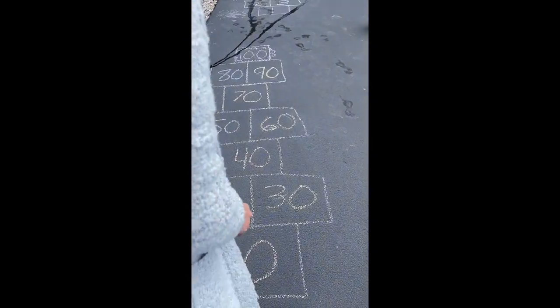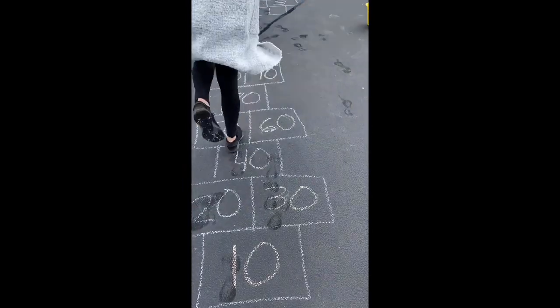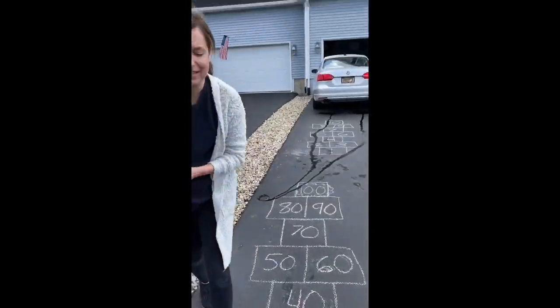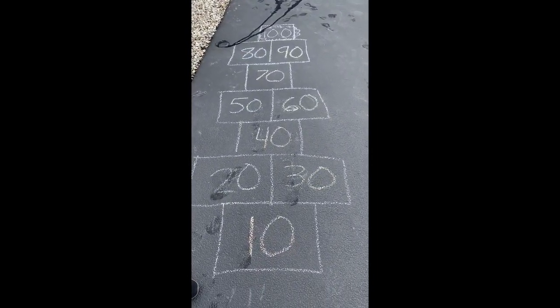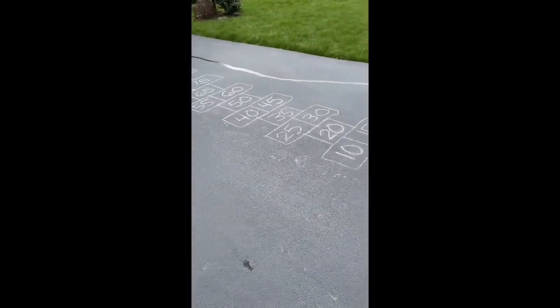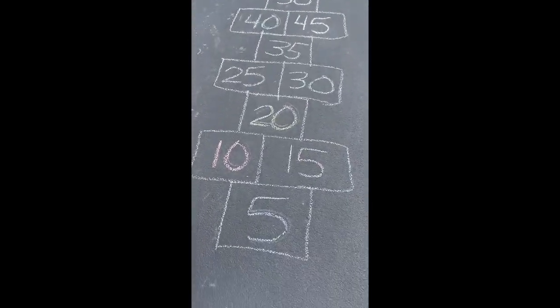And again, you can hop it. 10, 20, 30, 40, 50, 60. Mrs. D needs some practice hopping on her hopscotch boards. So here's a count by tens. And look over here, I made a count by fives hopscotch board all the way to 100.